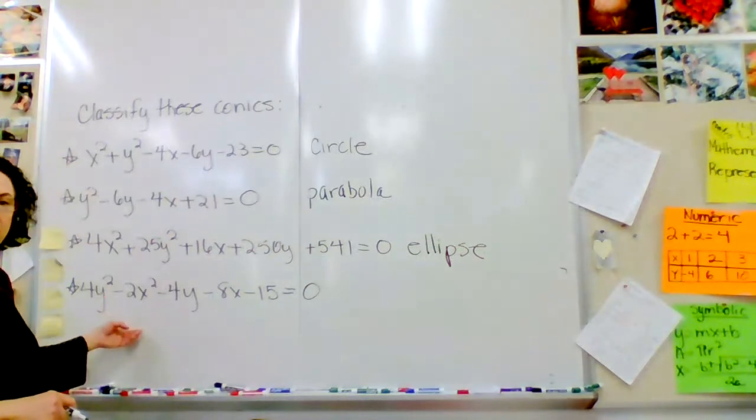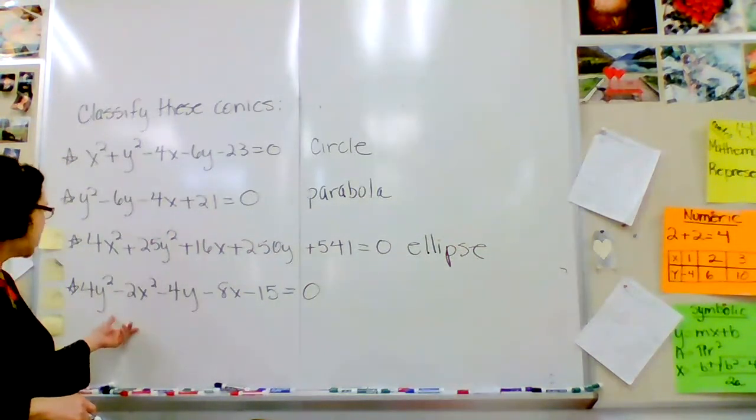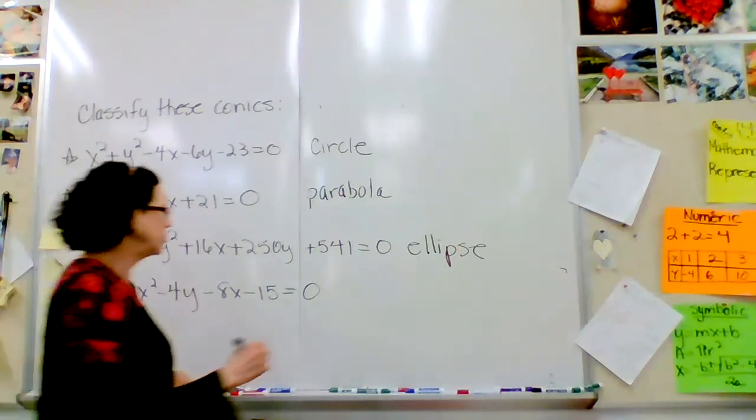Last must be a hyperbola, but that is easy to see. There is an x squared and a y squared, so it is not a parabola. The signs are opposite, so it must be a hyperbola.